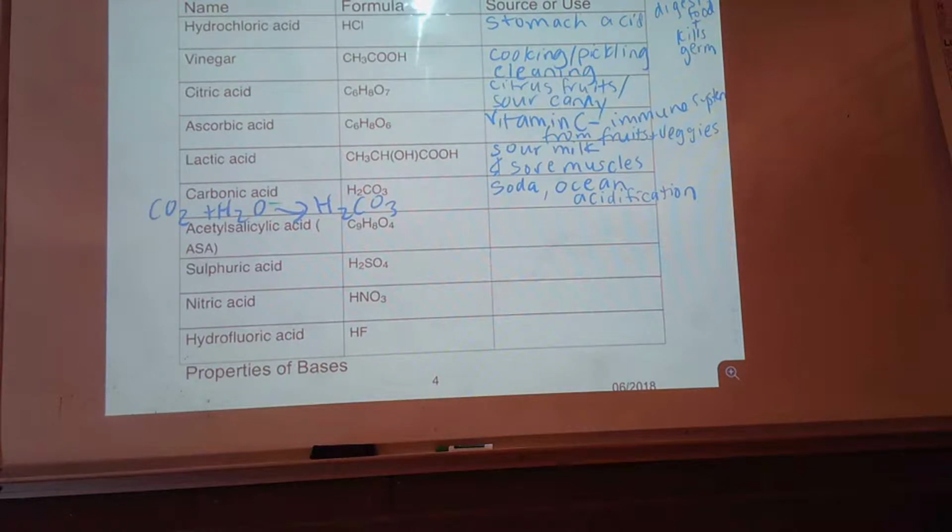Does that sound familiar? Okay, so I'll give you a hint. It's the scientific name for a very common painkiller. Paracetamol, not quite. It's the one that you take when you're having a heart attack. Aspirin. Yeah.